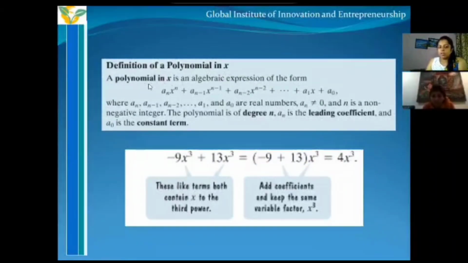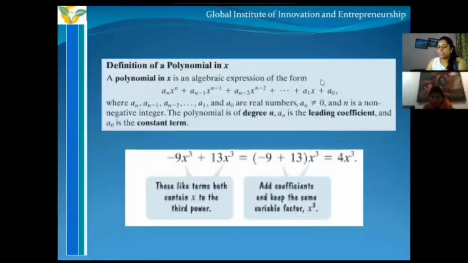So the definition of a polynomial in x. A polynomial in x is an algebraic expression of the form a_n x raised to n plus a_(n-1) x raised to n minus 1, plus a_(n-2) x raised to n minus 2, and so on, plus a_1 x plus a_0, where a_(n-1), a_(n-2), and so on up to a_1 and a_0 are what? Real numbers. So what are real numbers? You already know that, right? It includes both rational numbers as well as irrational numbers. And a_n should not be equal to zero.